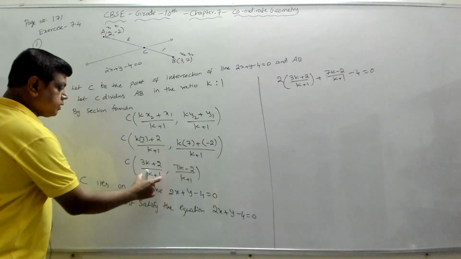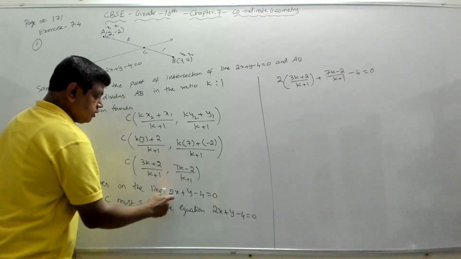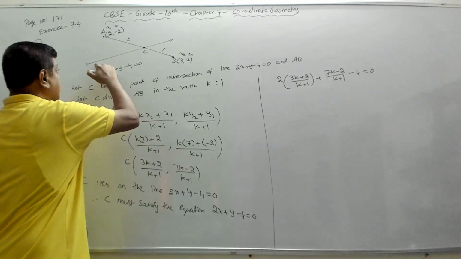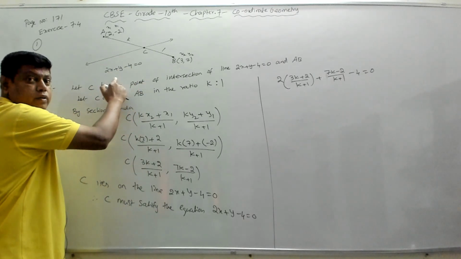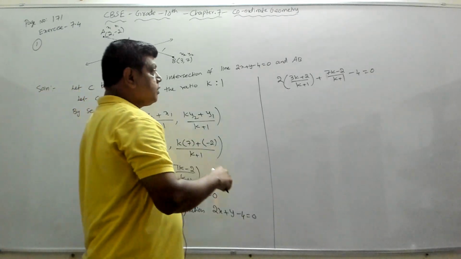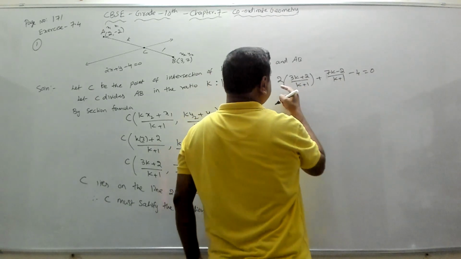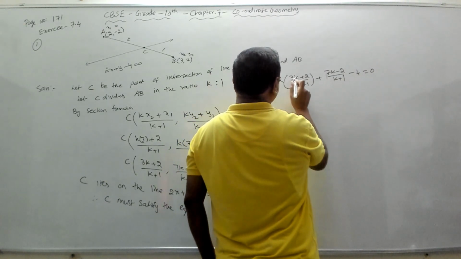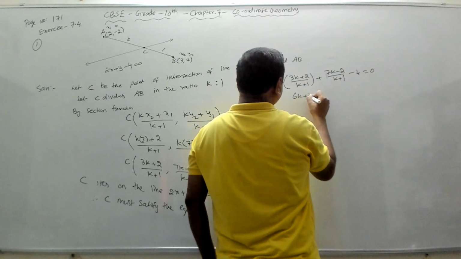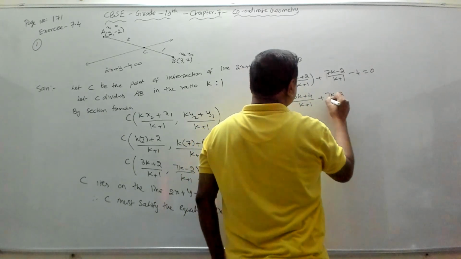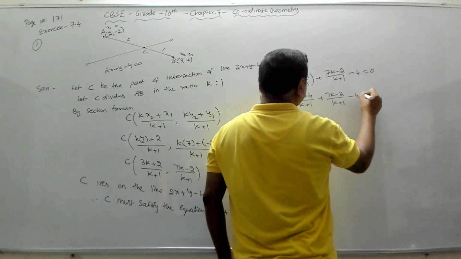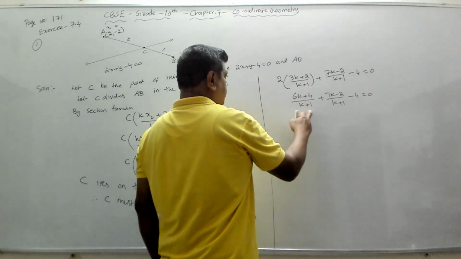So we are substituting this x and this y in this equation because the point C lies on this line. So any point that is on this line will satisfy this equation of the line. It must satisfy this equation. So now if you simplify this, what do we get? 2 into 3k, 6k plus 4 by k plus 1, plus 7k minus 2 by k plus 1, minus 4 equal to 0. Now k plus 1 is there in the denominator.